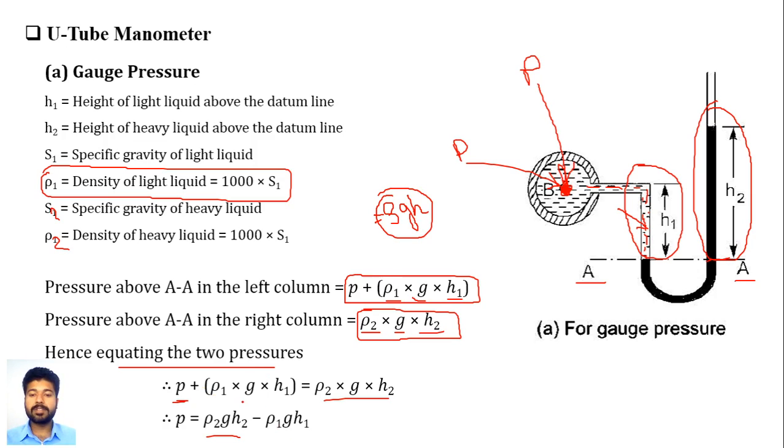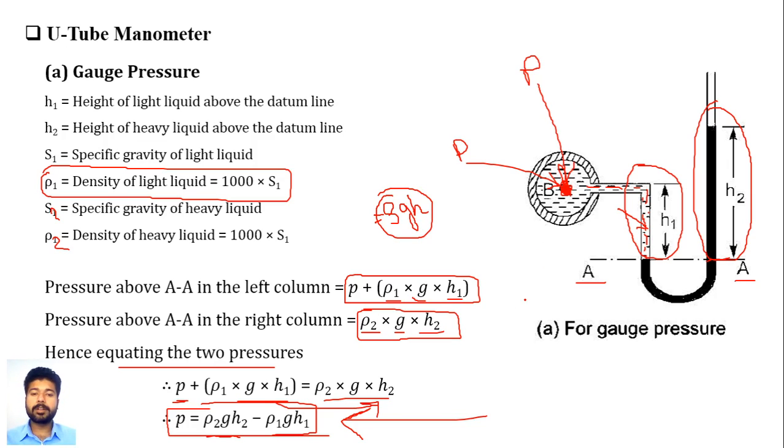So this rho 1 g h1 goes to the right side, so it will be negative: minus rho 1 g h1. This value shows us the pressure intensity at point B. In this equation, we need to put in all the values of rho 2, rho 1, g, h2 and h1. By this equation, you can find the pressure intensity in this pipeline. I hope you understand about the gauge pressure.